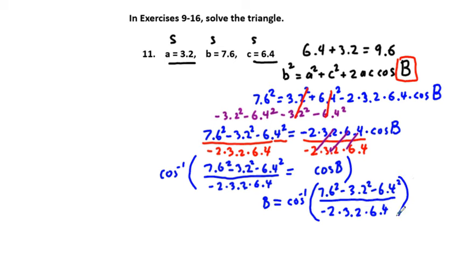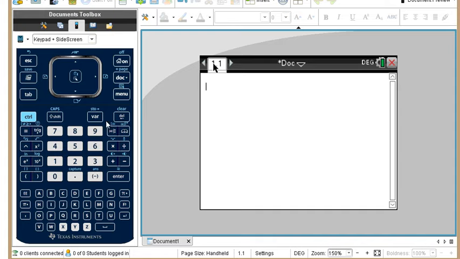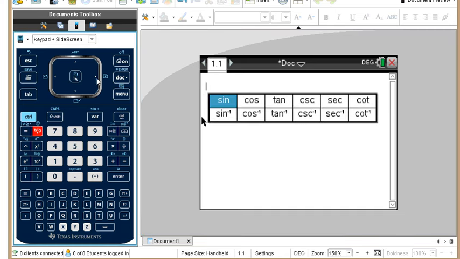And now we go to our calculator. Here it is, TI-Nspire CX calculator. We see over here in our view screen that we are in degree mode. See that little degree right here. And so to do the inverse cosine, we press the trig button and go over here.